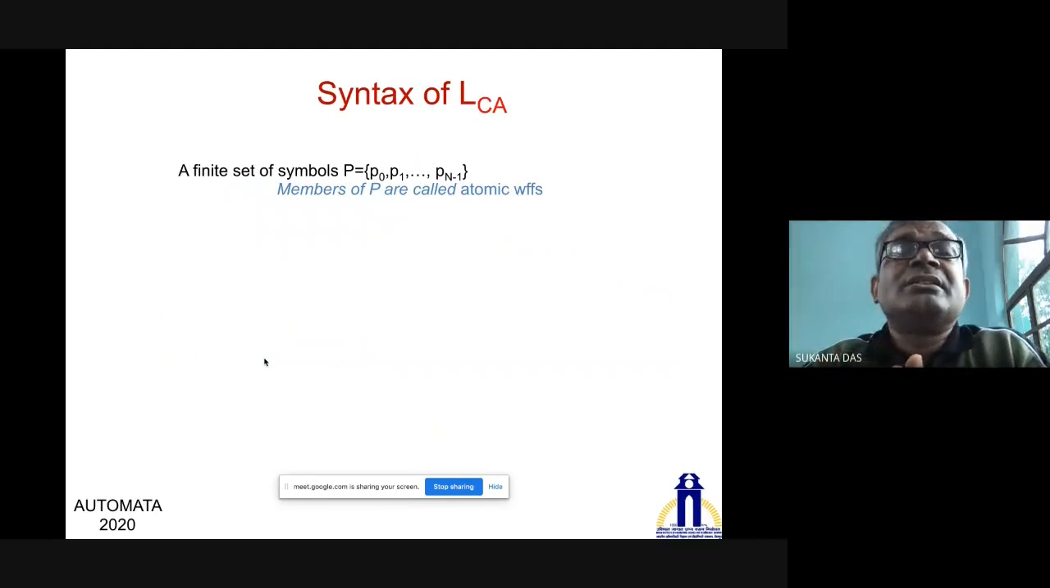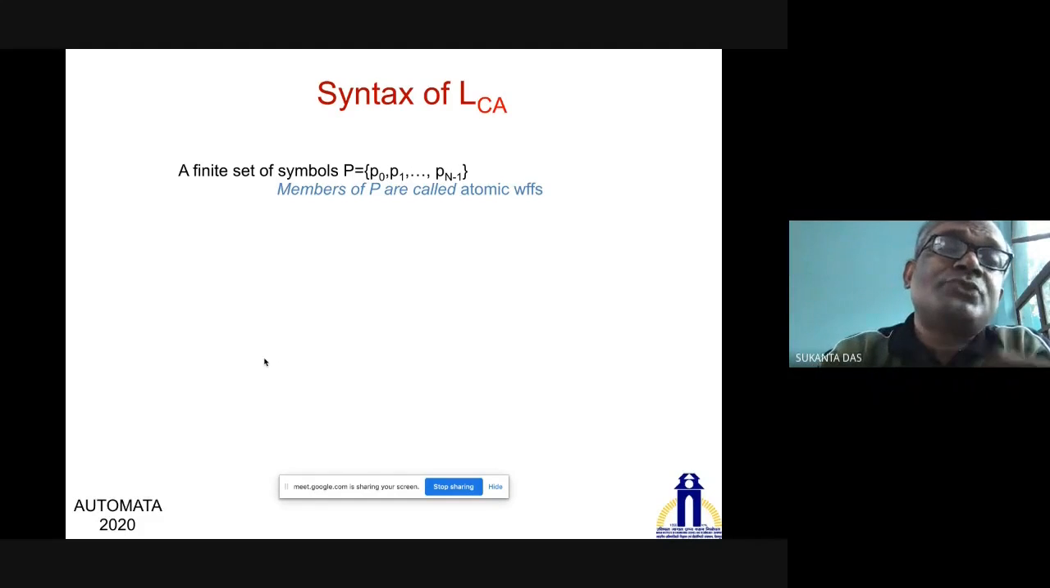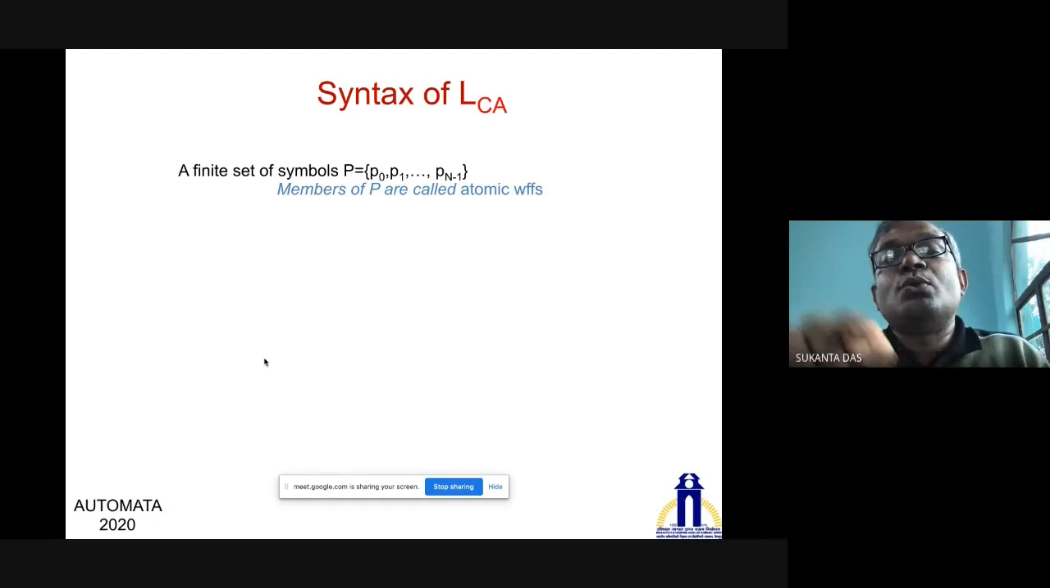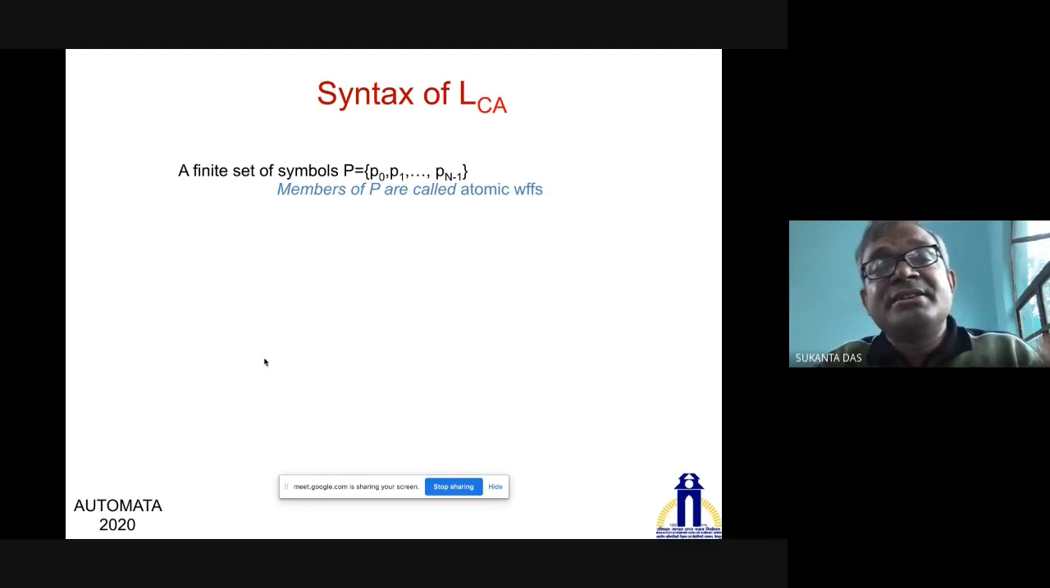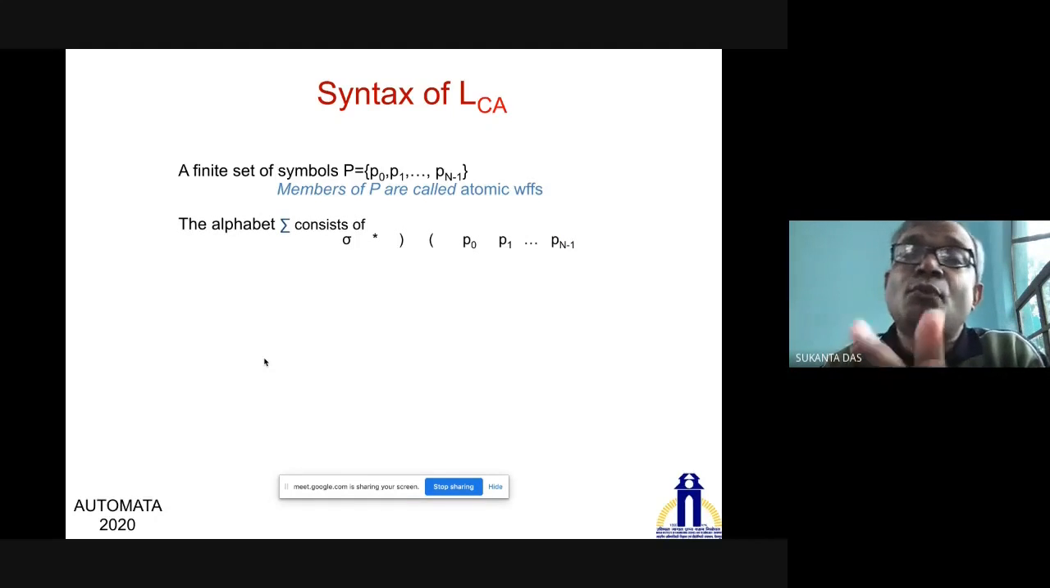So a logic has two parts. The first is syntax. Let us define first the syntax of this LCA. In the abstract way, I can say that we start with a set of symbols P, a finite set of symbols, P0, P1 to P n minus 1. And members of P, we call atomic WFFs. So the alphabet sigma consists of this P0, P1 to P n minus 1, and along with that, four more symbols: sigma, the star, and two brackets.